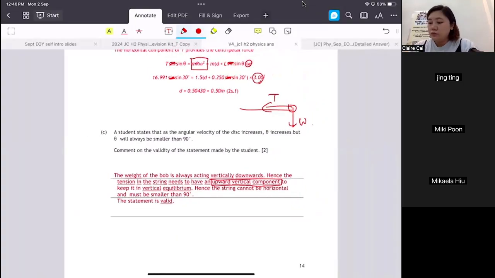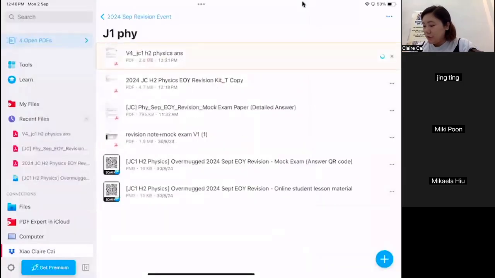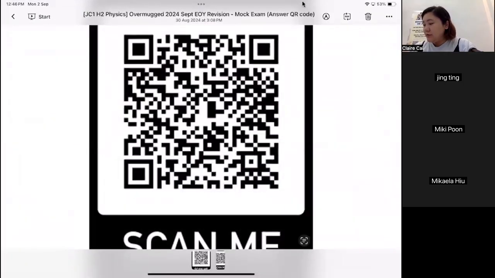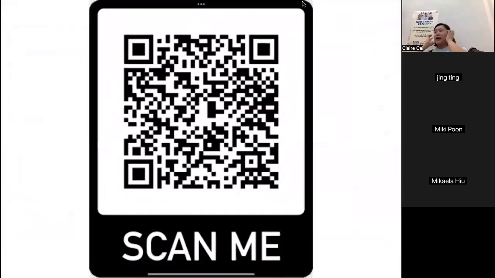Okay, so now let me show you this one first. The answer key. Please scan and you can download the answer key. So whatever things you haven't copied yet, no worry, it's all there already for the structured questions.